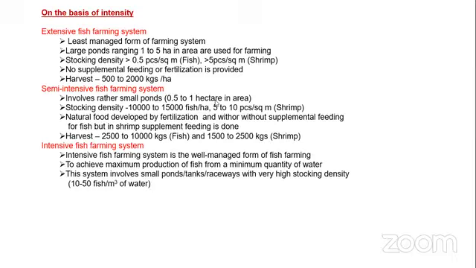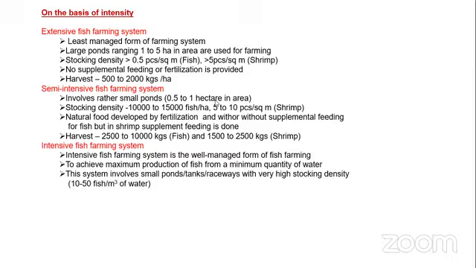Now come to the third one, that is the intensive fish farming system, which is a very well managed system of fish farming. From the beginning, from scratch, from the construction of the pond to the stocking, all the management practices before stocking the fish and post stocking, everything is taken care of. Also the regular monitoring of water, regular monitoring of diseases, etc., everything is taken care of.